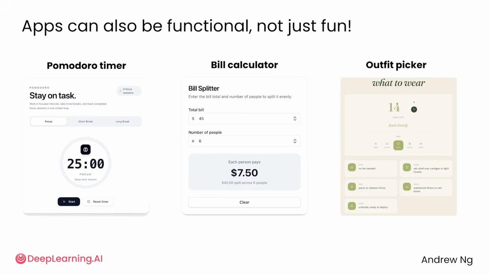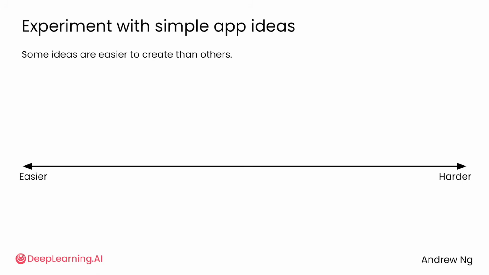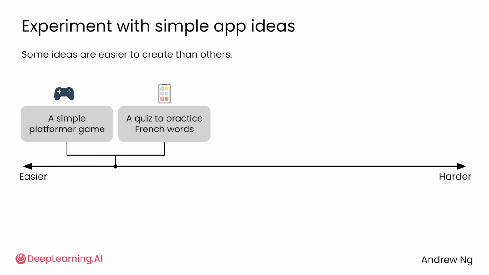Each of these apps could be fun or useful in everyday life, and they're also good starting points if you're new to making apps with AI because they're quite simple. In particular, they each have a specific, well-defined task. They also don't need any additional files that need to be uploaded or outside information. And they're also something that you can open up, use for a short period of time, and then close. If you're curious to try using AI this way yourself, I encourage you to experiment starting with building simple apps. It turns out some ideas are easier to create than others. For example, a simple platformer game would be relatively easier to build, or a quiz to practice French words.